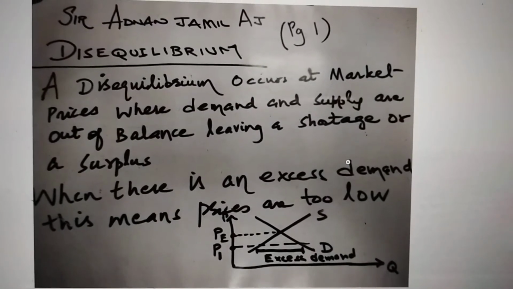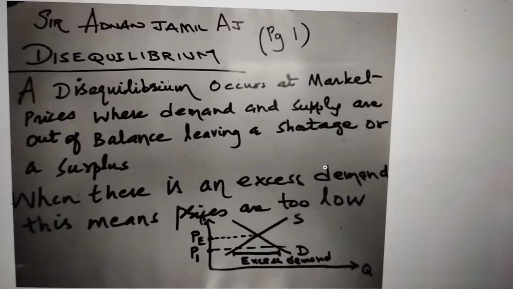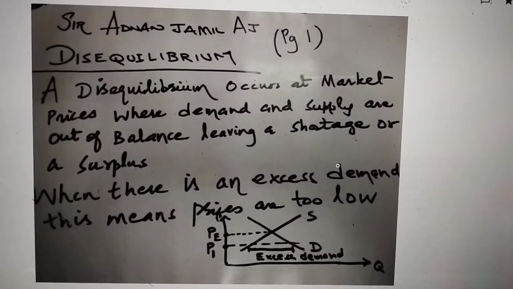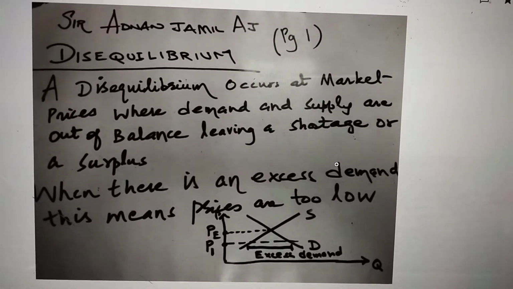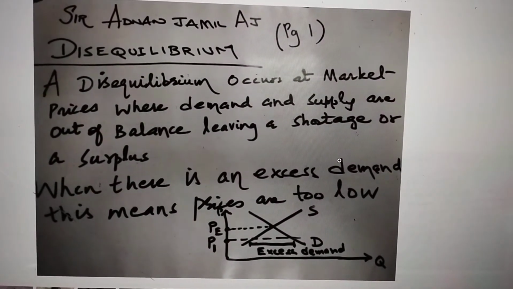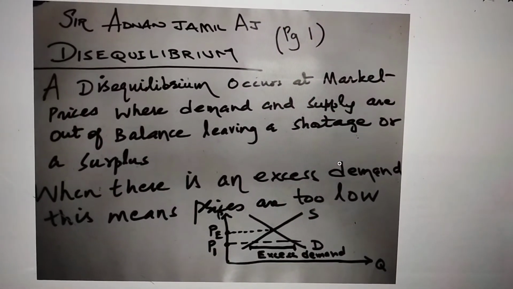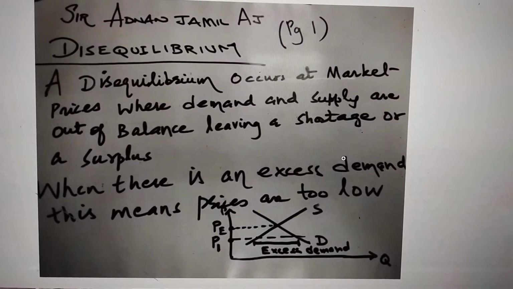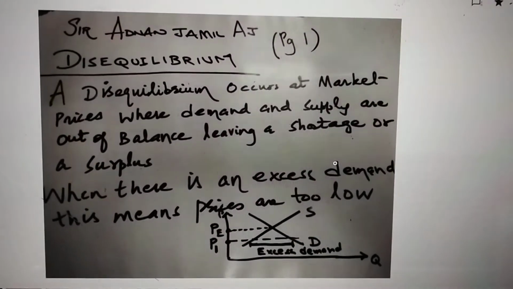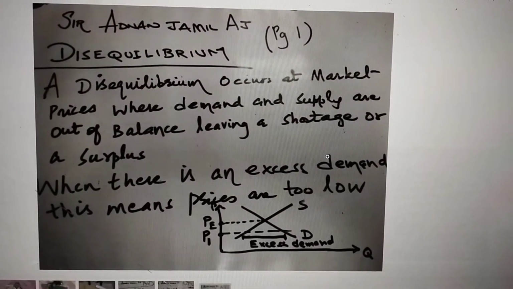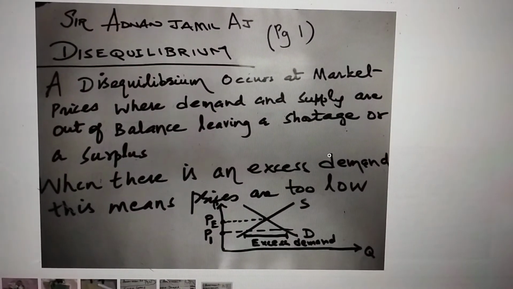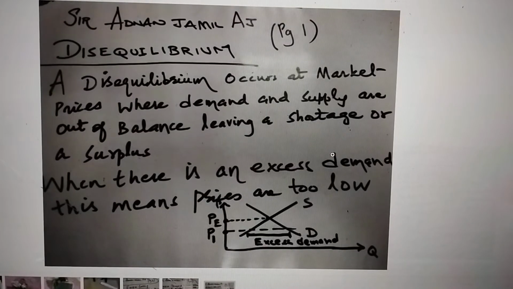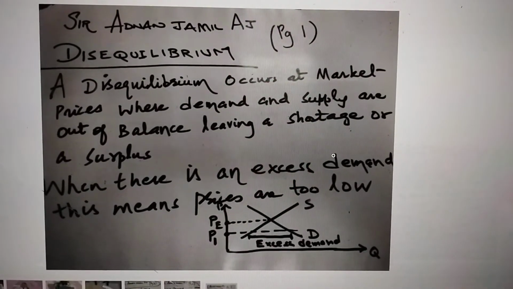Starting with disequilibrium today. Disequilibrium is the opposite of equilibrium. Equilibrium, in general, means a balance. And in economics, specifically, we say that when there is a balance between the demand and the supply, and demand and supply intersect at a particular common point, that point will be the equilibrium point, considered as the market price, or a balanced situation between the demand and supply.